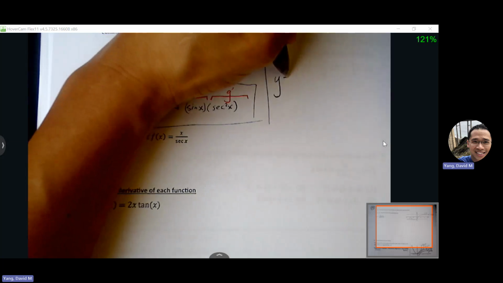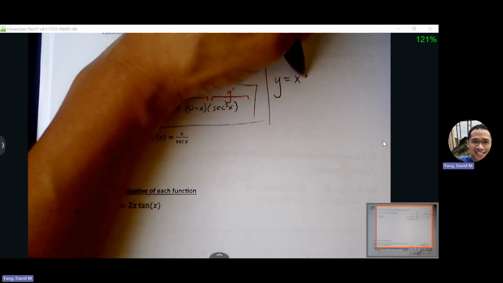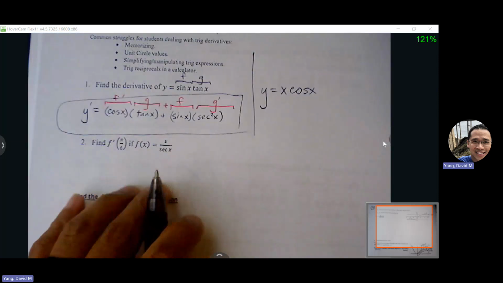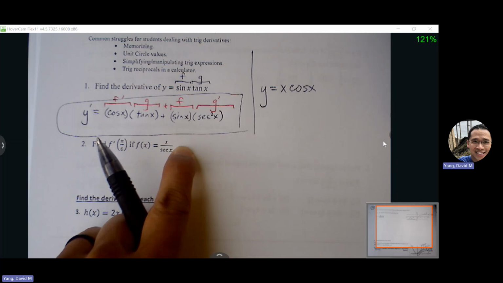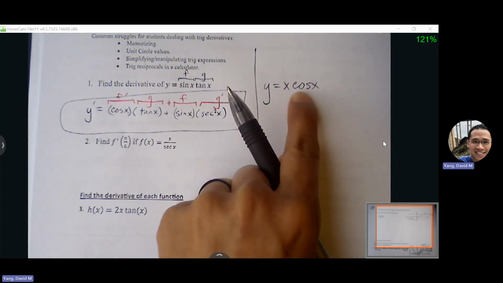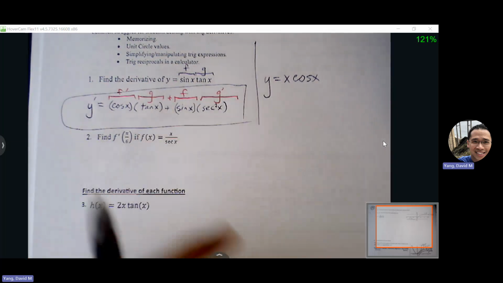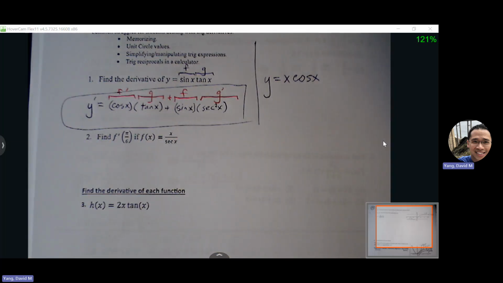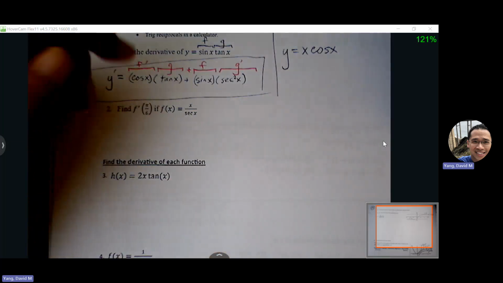We can also write this as what? X times cosine, because secant is the reciprocal of cosine. So if I bring that up as 1 over secant, that's really cosine. So we can either go through product rule here or go through quotient rule. Let's just go through quotient rule for practice purposes, but just know that sometimes we have ways to use a different rule if we have it in a different orientation. But for practice purposes, let's just do the quotient rule. Okay, try that.